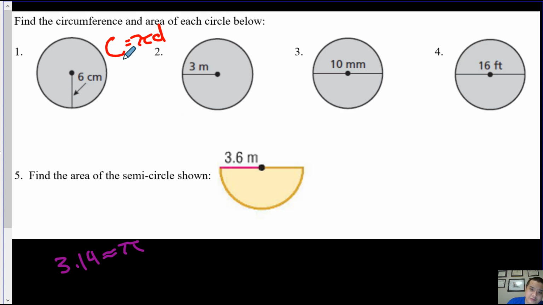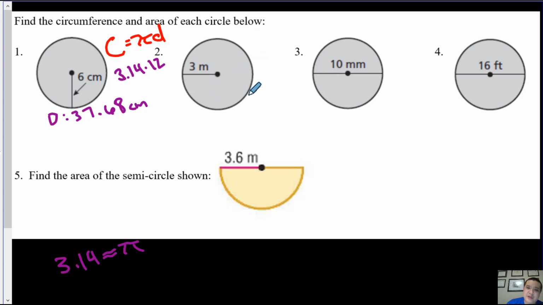For circumference, we're not given the diameter for the circle, so we can't use that until we find the diameter. And remember, the diameter is the entire length of the circle from one end to the other. So that means that if the radius is 6, then the diameter is 12. So we're going to do 3.14 times 12. What you get when you do that is that the circumference is 37.68 centimeters.